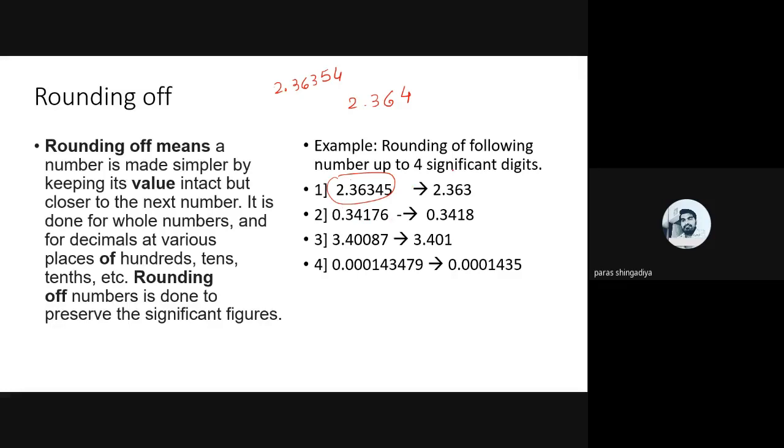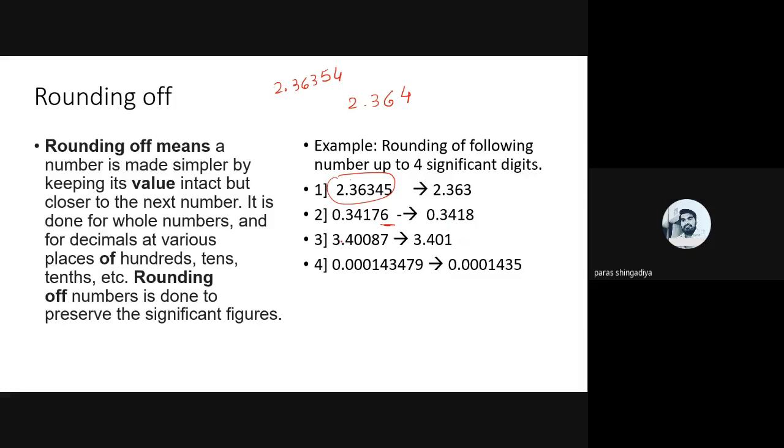0.34176. Round it off up to 4 significant digits. So 0.34176, the 0 will not be counted because it is a starting number. So 3417 are the 4 digits, and after the 7, 6 is there, it is greater than or equal to 5, so we'll add +1 to the 7, so it will convert to 8, so it is 0.3418.